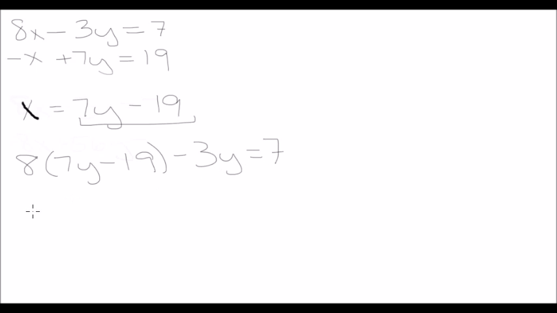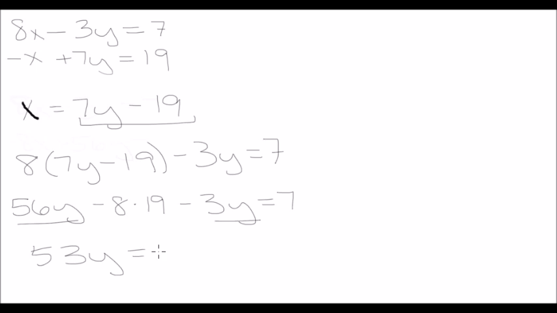You can see what I mean by the algebra sometimes gets a little bit tortuous. You get 56y minus, and I'm not going to multiply it out yet, 8 times 19 minus 3y is equal to 7. This may start to feel a little familiar to you. So now we have 56y minus 3y. We have 53y is equal to, I multiply these together, but I move them to the other side, so it's 7 plus the result. I get 159, and now I divide both sides by 53. I get that y is equal to 3.